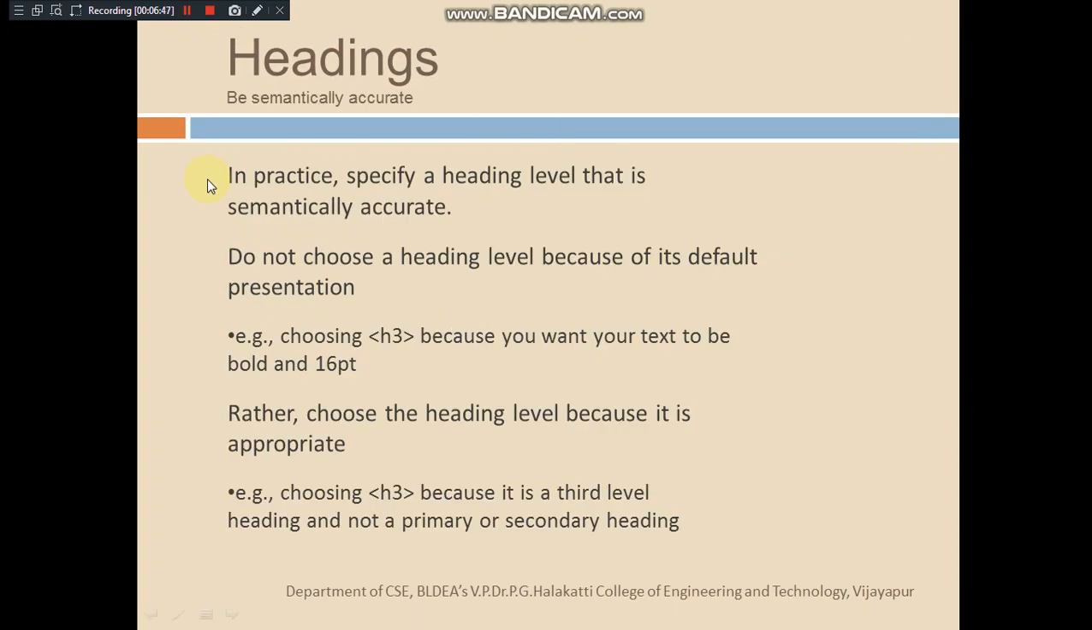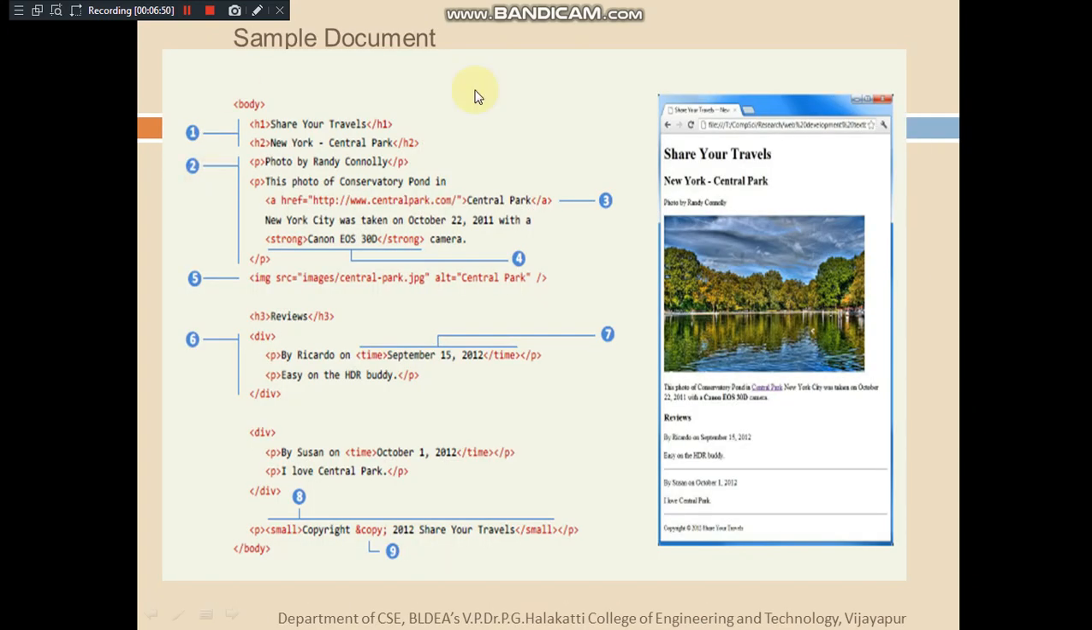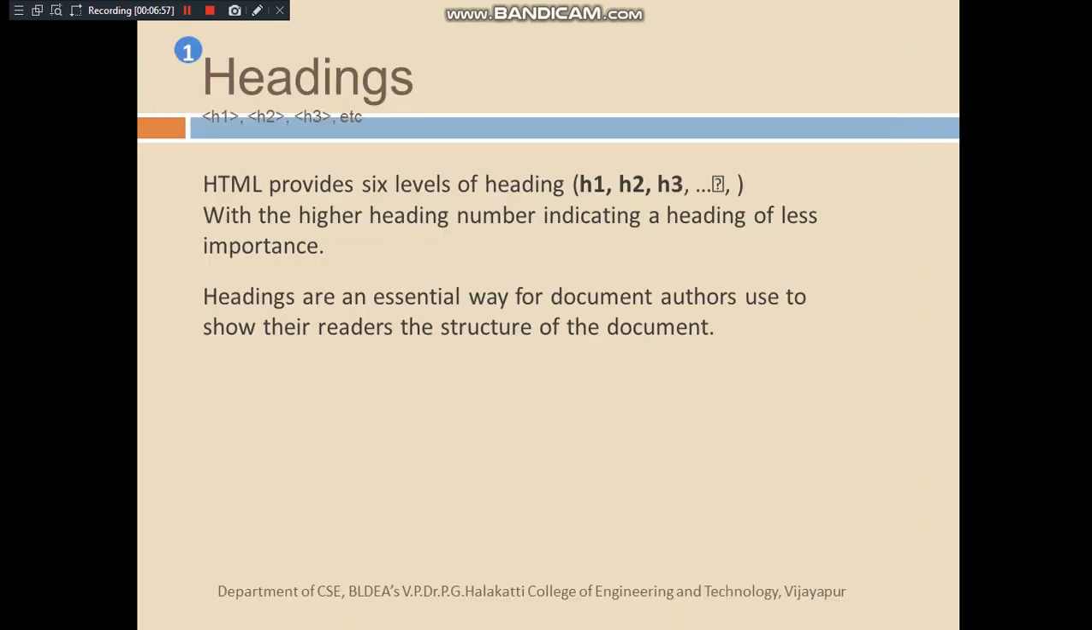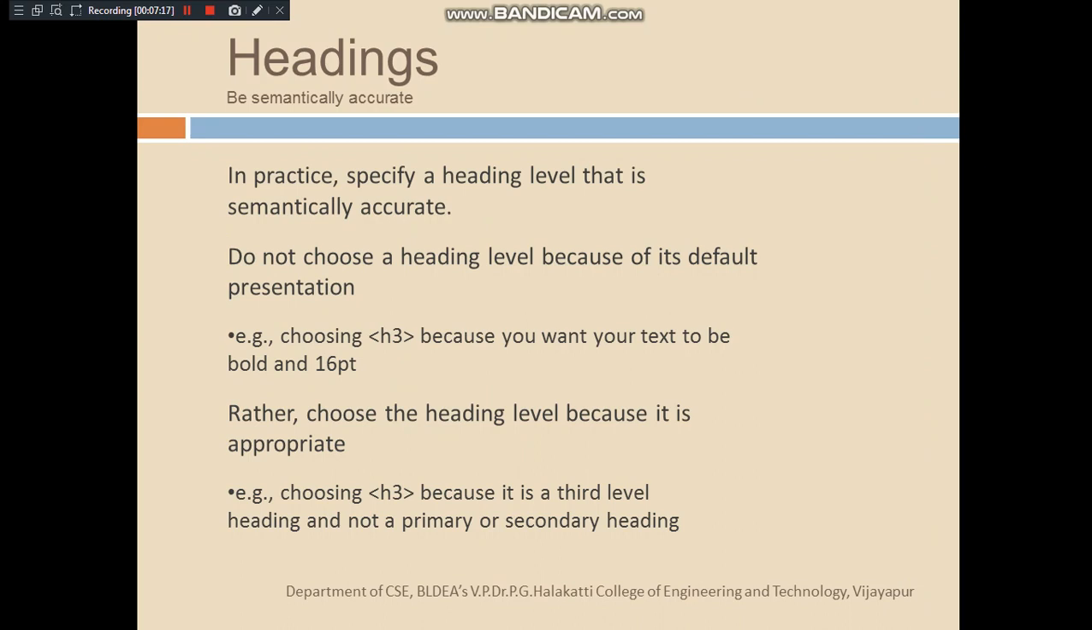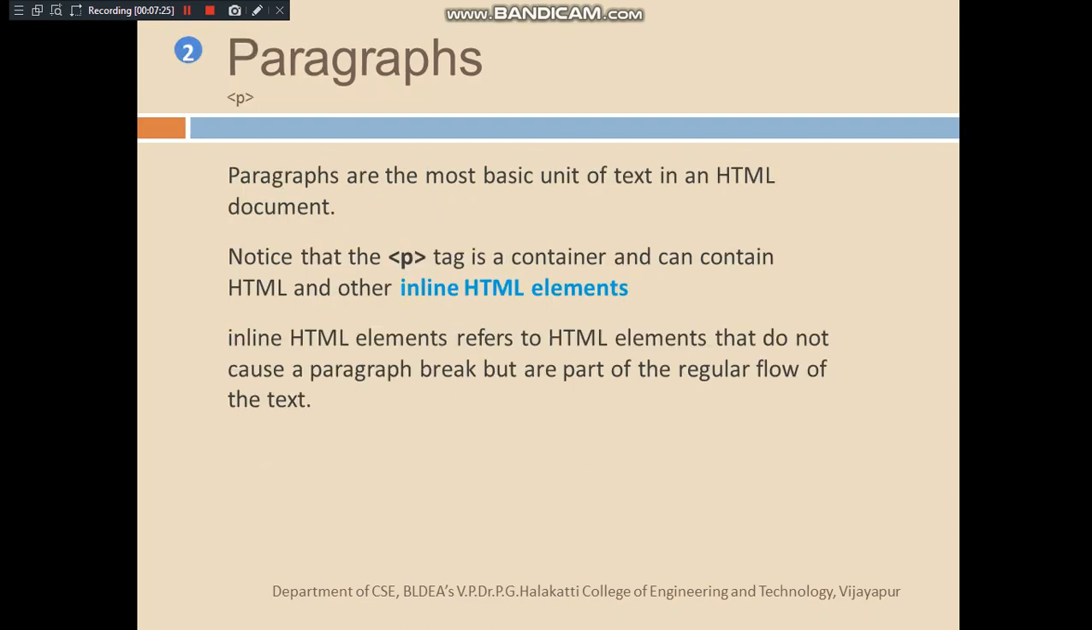The numberings which we have made here from 1 to 9, these all are discussed in detail in forthcoming sections of this particular video. You can just observe here headings H1 to H6 indicated by number 1. This is demonstrating how the heading is displayed with different styles. However, these styles can be modified with cascaded style sheets also, which is the next part of this particular module. Then you can observe the difference in different levels of the headings in this particular slide.